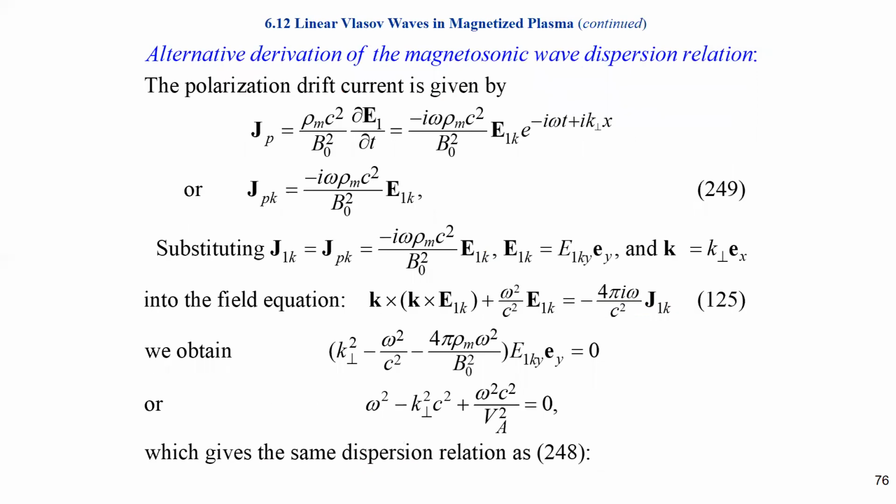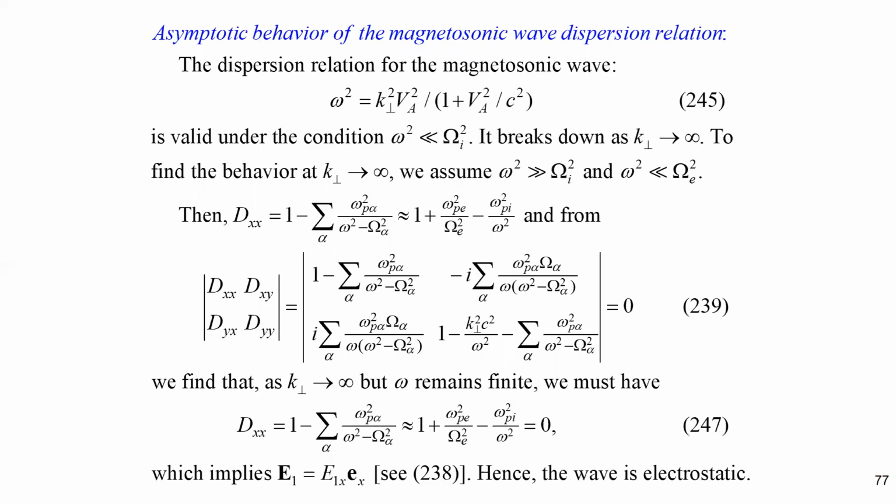You can derive this by using a different approach from the fluid equations, chapter 7, which gives the same dispersion relation, but much shorter, just one page. Okay, let's consider the asymptotic behavior of the magnetosonic wave dispersion relation. Asymptotic means at the extreme.